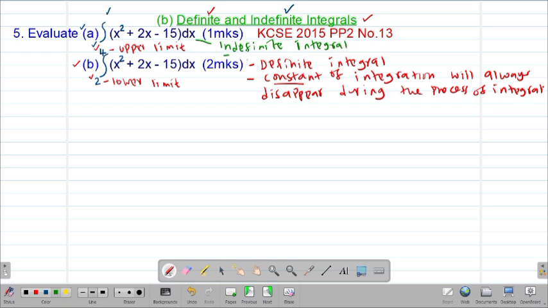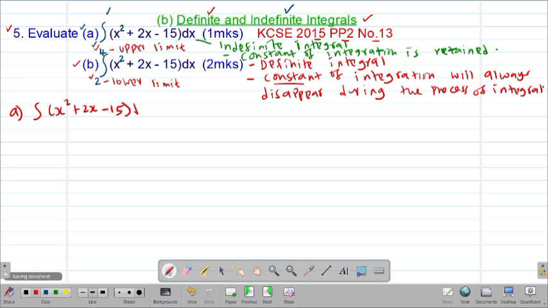Then for the case of indefinite integrals, the constant of integration is retained during the process of integration. To understand that, we check example 5, which is a past question tested in 2015, paper 2, number 13. Part A reads: evaluate the integral of x squared plus 2x minus 15 dx. The dx simply means that we are integrating with respect to x.